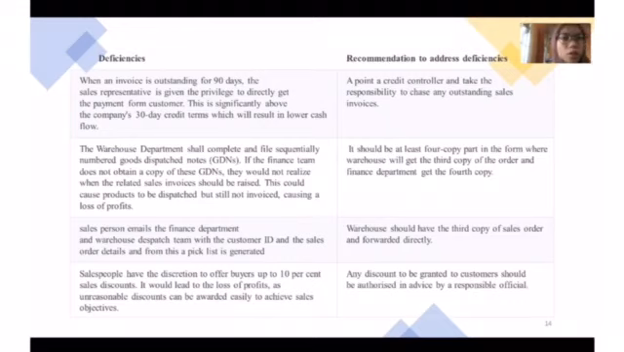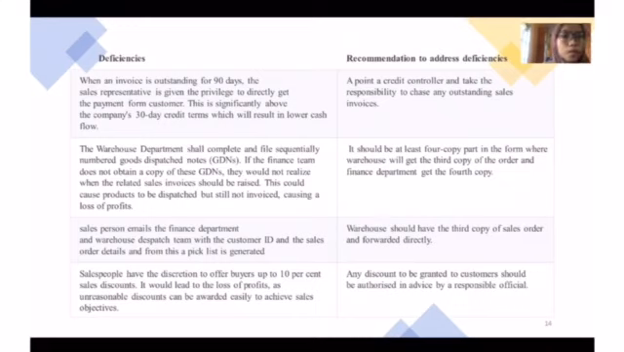Next one is the warehouse department shall complete and file sequentially numbered goods dispatch notes. If the finance team does not obtain a copy of these GDNs, they would not realize when the related sales invoice should be raised. This could cause products to be dispatched but still not invoiced, causing a loss of profits. So the recommendation is the company should have at least 4 copy parts in the form, where the warehouse will get the 3rd copy of the order and the finance department gets the 4th copy.